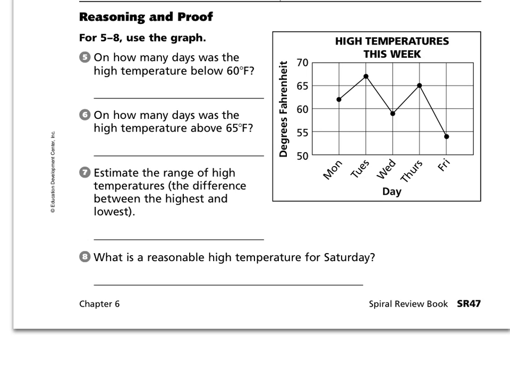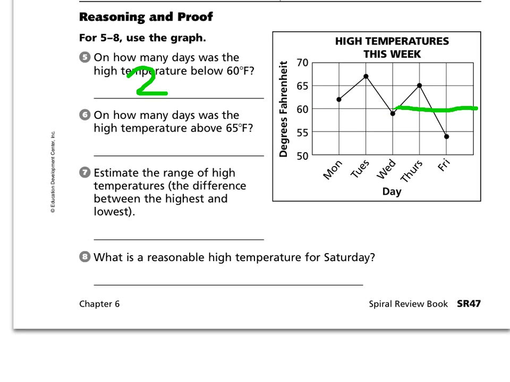For the reasoning and proof, we need to use the graph. The graph is the high temperatures this week. The degrees in Fahrenheit are going up in the rows, and it looks like our columns are going to be the days of the week. Number 5, on how many days was the high temperature below 60? So you need to look at the line of 60, and you can see that the below 60 days are going to be on Wednesday and Friday.